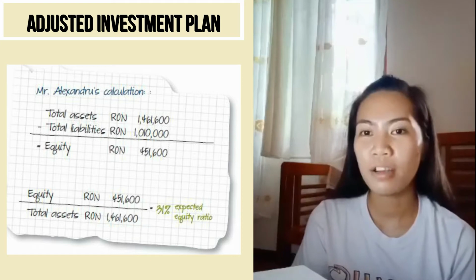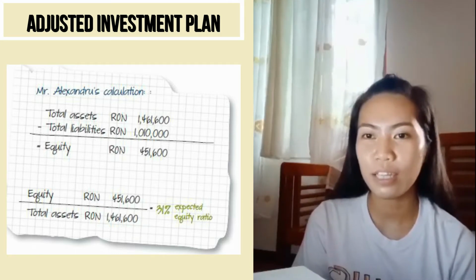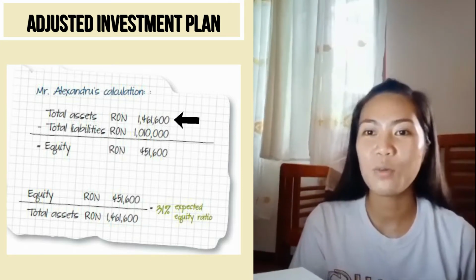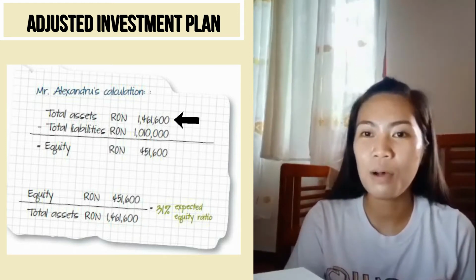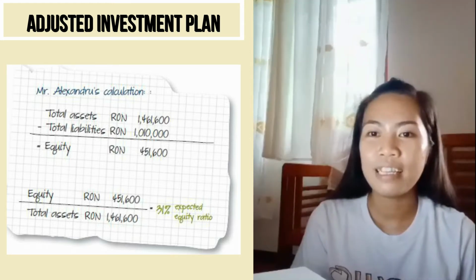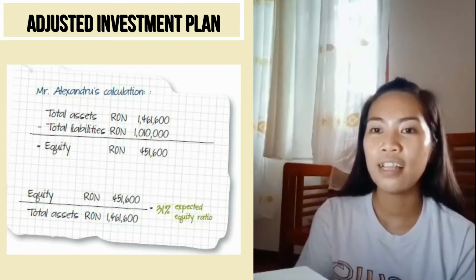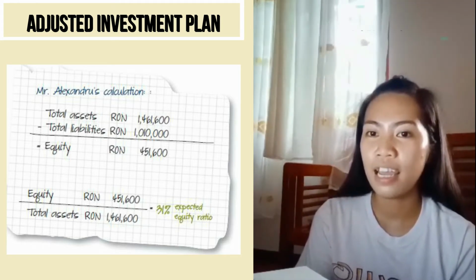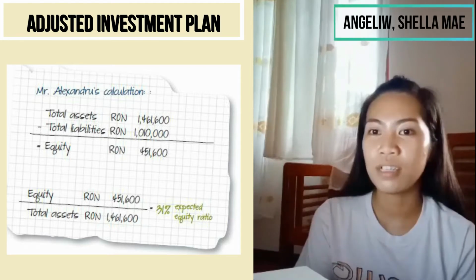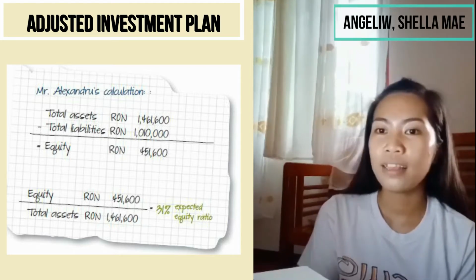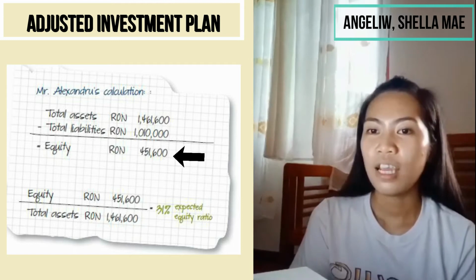Mr. Alexandro's calculation, formula: total assets minus total liabilities equals equity. Total assets equals 1,461,600. Total liabilities equals 1,010,000. 1,461,600 minus 1,010,000 equals 451,600. Equity niya is 451,600.